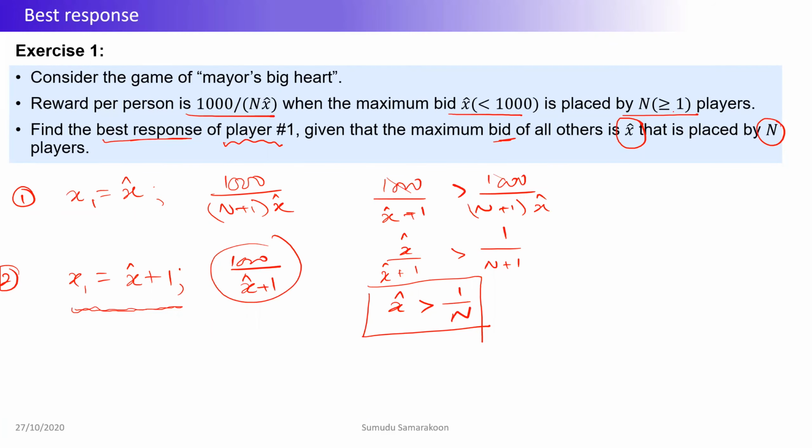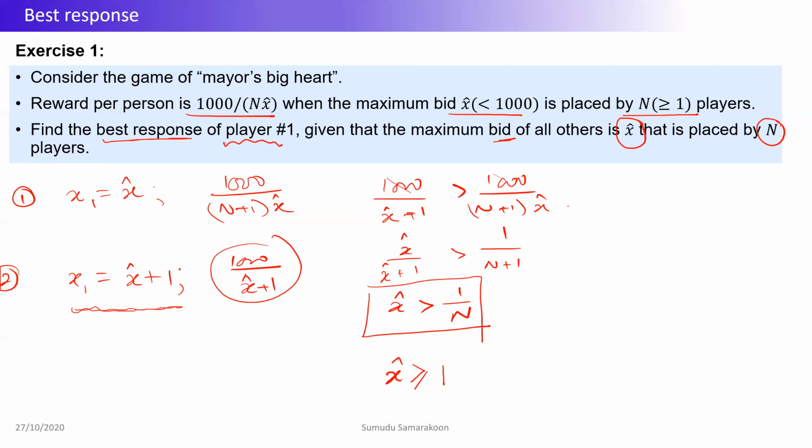Now we know n is either 1 or larger than 1, an integer number of players. So it means this is going to be either 1 or a fraction, right? So basically we can say x hat is larger than or equal to 1, because we know for all these choices of n, these are going to be a fraction and x hat is an integer. So basically this is what is going to happen.